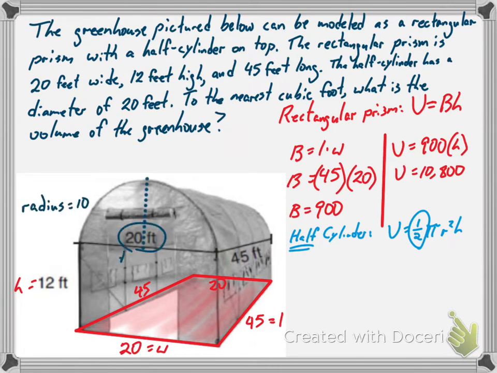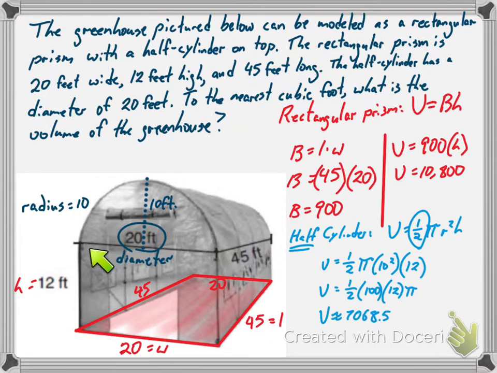So the radius is 10. How do I know that? Well, this diameter is 20, so the radius is 10. We can just go ahead and plug that into the formula, which I already wrote out here. So the volume is 1/2 pi 10 squared times 12. Volume is 1/2 of 100 times 12 times pi, don't forget. I just rewrote that in a different order because multiplication is commutative. You could simplify that if you want.